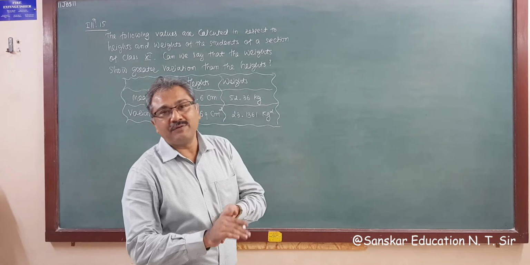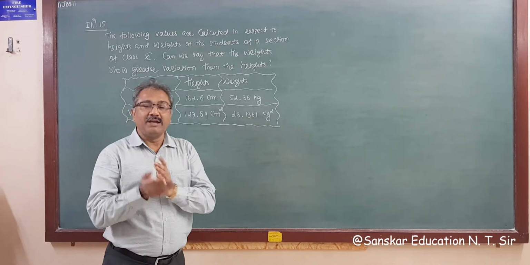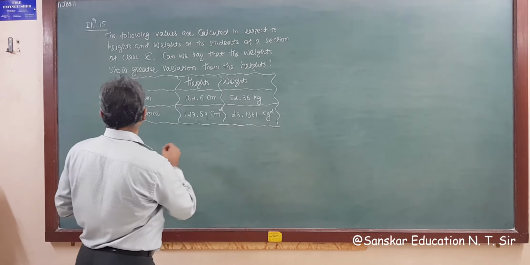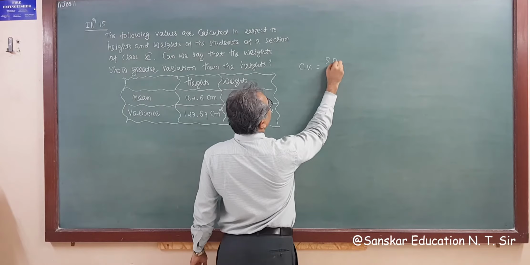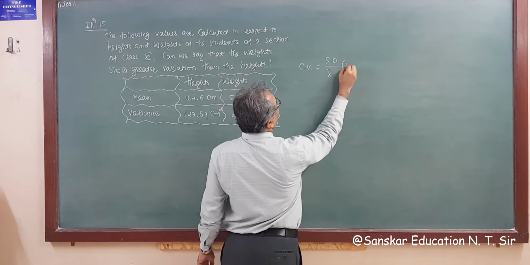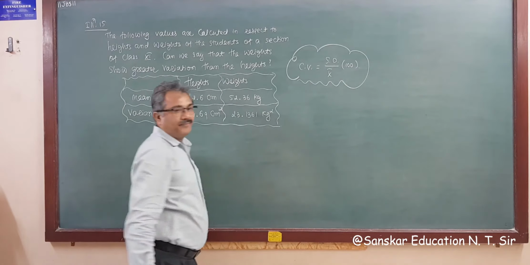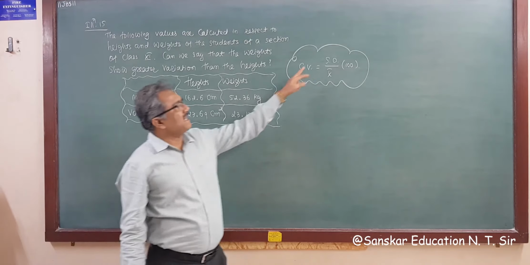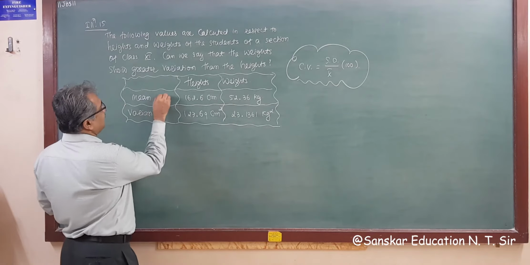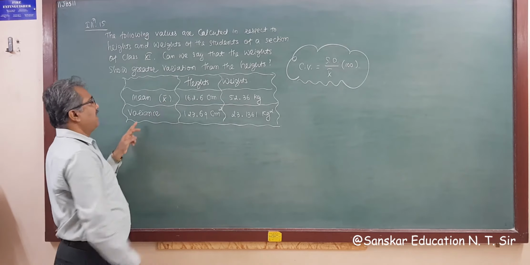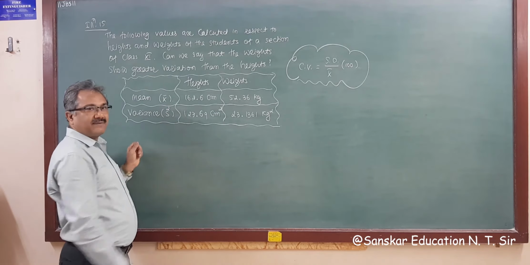The formula for CV is SD upon mean into 100. So CV is equal to standard deviation upon X bar into 100. This is the formula for CV. That means we require standard deviation and mean. Here the mean, X bar, is given, and the variance, sigma square or S square, I am writing S square, is given.